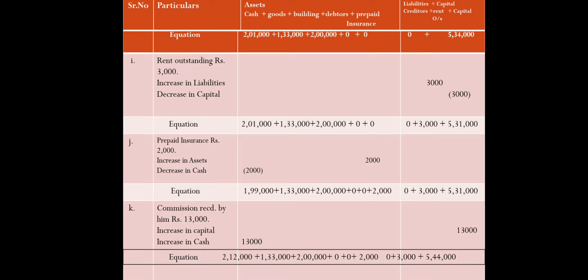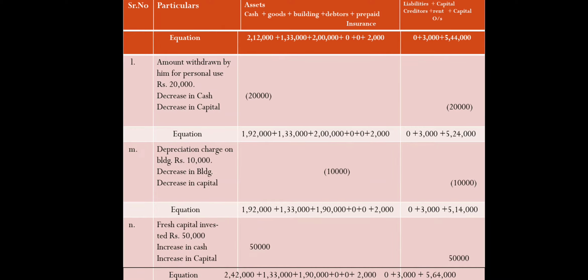Then comes your next transaction. Amount withdrawn by him for personal use, rupees 20,000. Decrease in cash will be observed because we have withdrawn the cash for personal use, so cash will decrease by 20,000, and at the same time capital will decrease by 20,000. So you can see over here on the screen, I have deducted 20,000 on both sides.